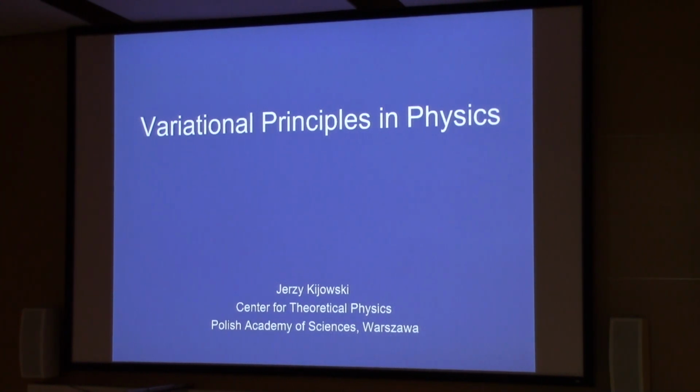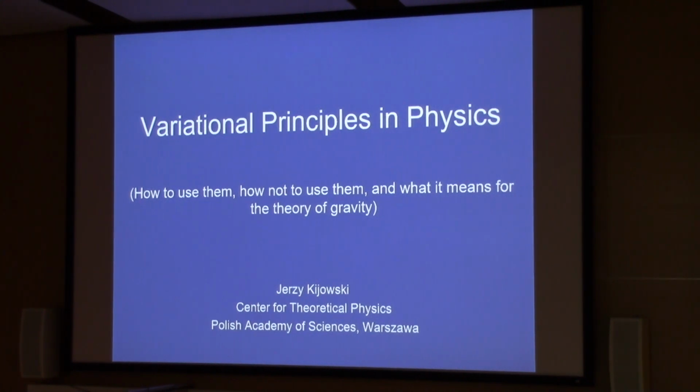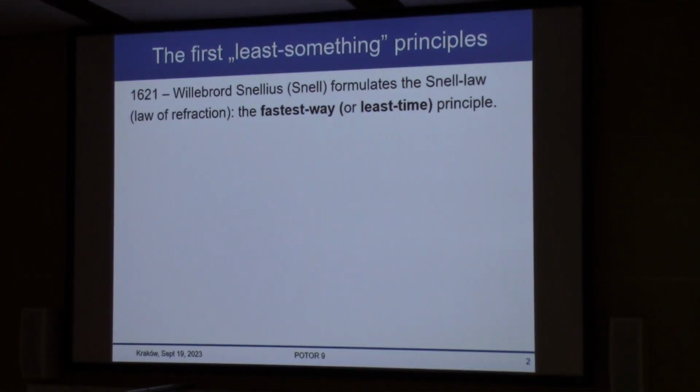However, please relax. I will start with examples for children. Namely, I will try to show how the humanity came to conclusion that the nature tries to minimize something. So my subtitle is how to use them, how not to use them, and what does it mean for the theory of gravity. So the first least something principle was the Snell law.